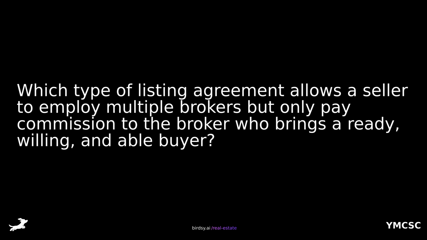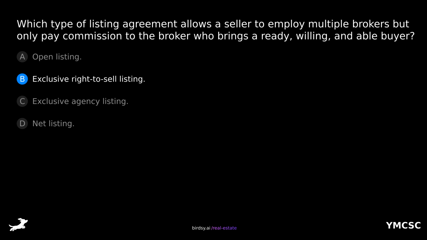Which type of listing agreement allows a seller to employ multiple brokers but only pay commission to the broker who brings a ready, willing, and able buyer? A, open listing, B, exclusive right to sell listing, C, exclusive agency listing, or D, net listing? The correct answer is A.